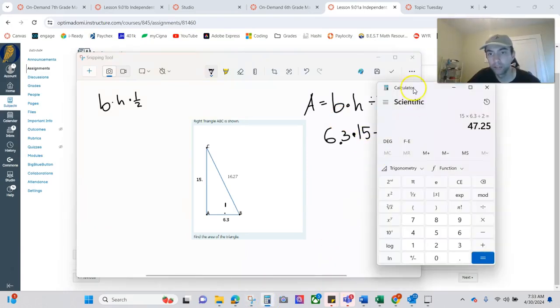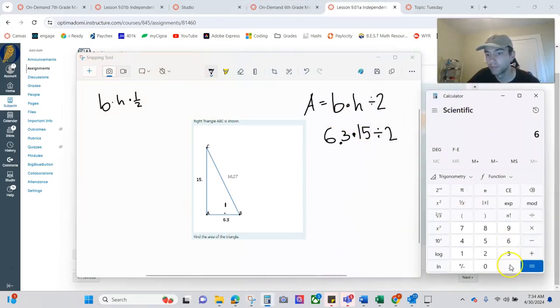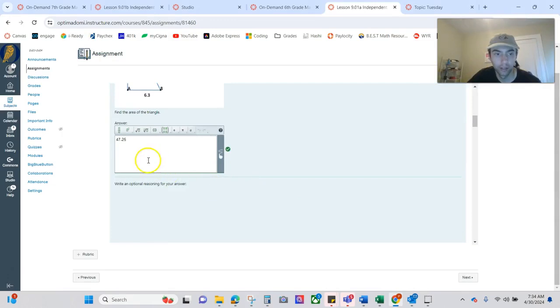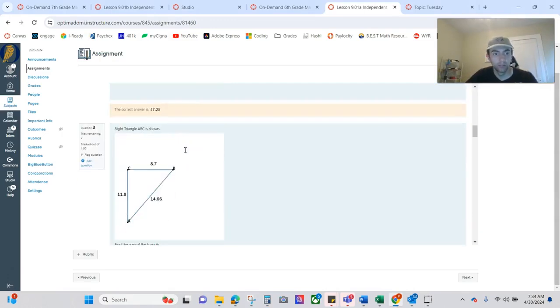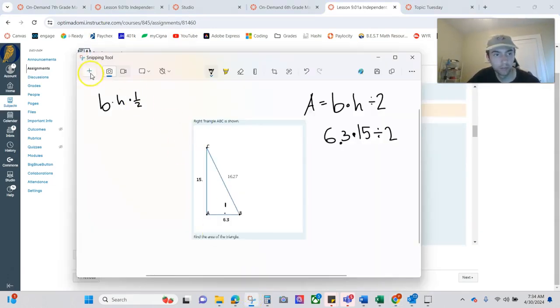Let's use our Monsieur Calculator. 6.3 times 15 divided by 2. 47.25 is our answer. Question 3.